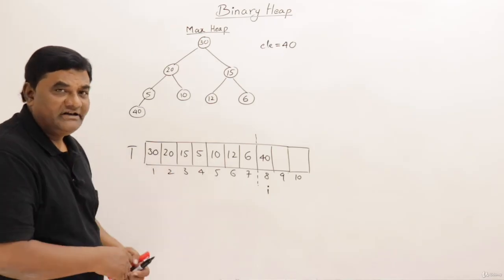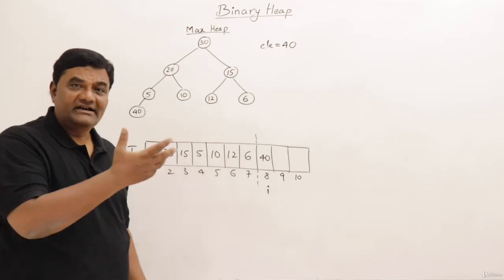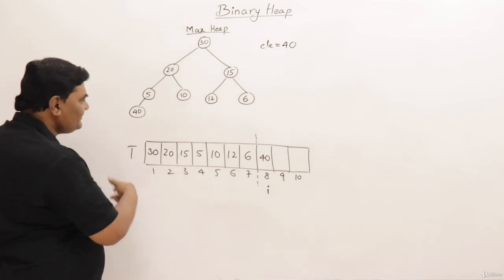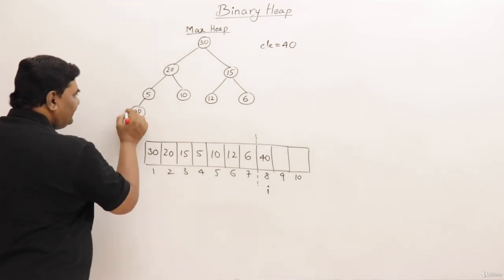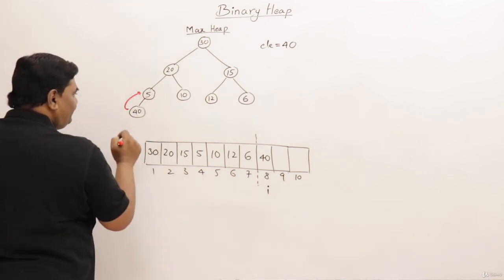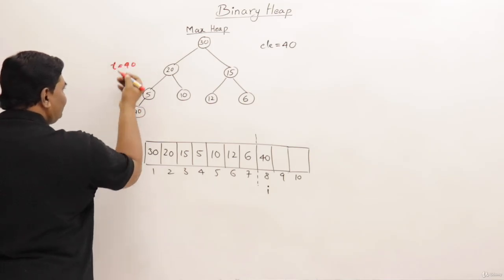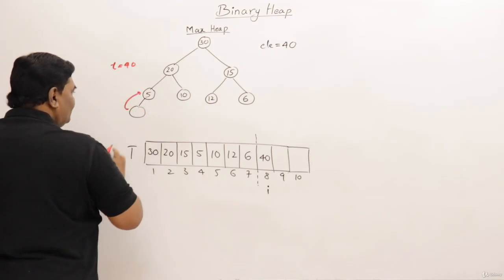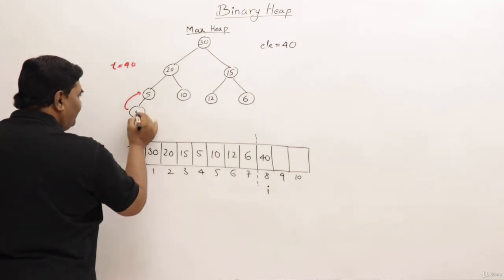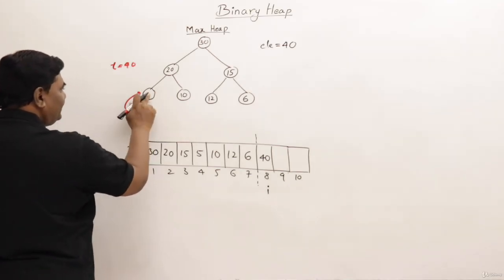So what do I have to do here? Rearrange the elements to make it a max heap. So how to rearrange? Let us start. Compare this 40 with its parent. 40 is greater than 5. So keep 40 in some temporary variable. Hold it there. Then copy that 5 here. Then go to this place.